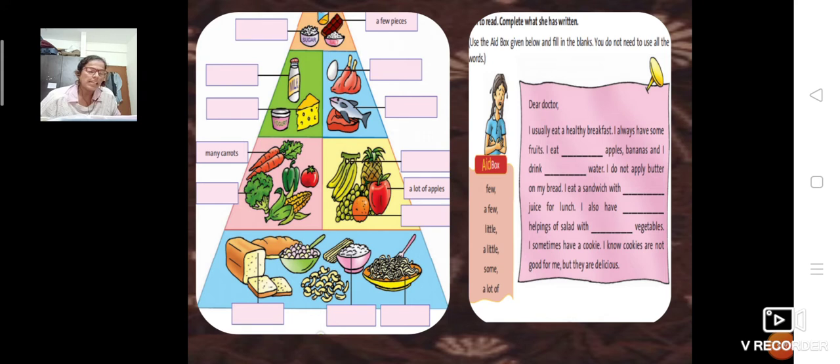I usually eat a healthy breakfast. I always have some fruits. I eat a few apples, bananas, and I drink a lot of water. I do not apply butter on my bread. I eat a sandwich with some juice for lunch. I also have a few helpings of salad with a lot of vegetables. I sometimes have a cookie. I know cookies are not good for me, but they are delicious.